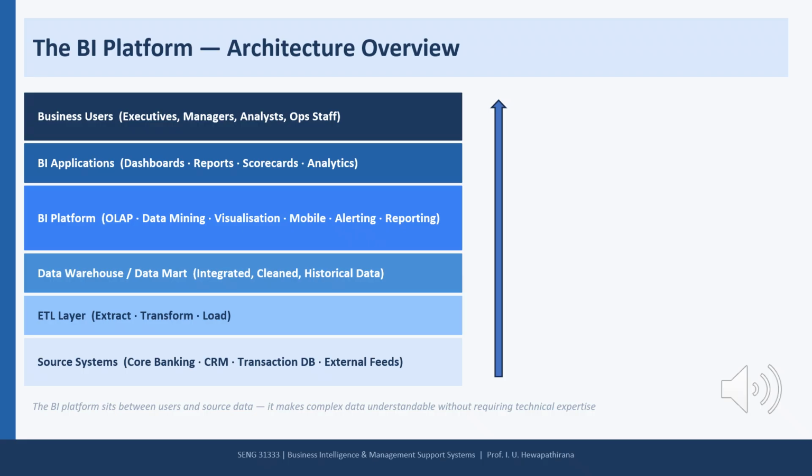One level up is the ETL layer. ETL stands for extract, transform, and load. This is the engineering layer that takes raw data from the source systems, cleans and standardizes it, and loads it into the data warehouse. At Secure Bank, a new batch of transaction records is loaded into the warehouse every night.